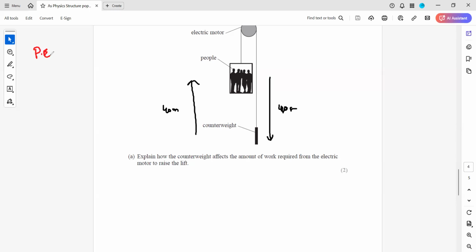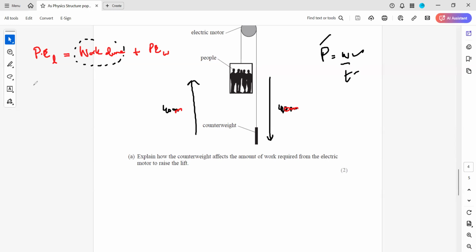So the potential energy of the lift, I'm writing small l here, is equal to the work done by the motor plus the potential energy of the counterweight. The counterweight will move 40 meters down and the lift will move 40 meters up. So first we'll find the work done by the motor, and after finding the work done, power is work over time. We have the time, so work over time will give us the power.